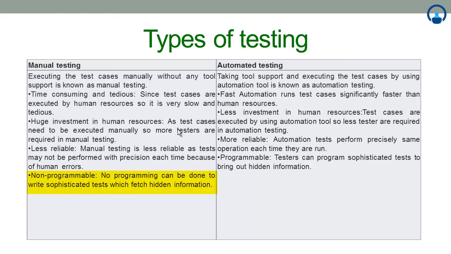And the next is non-programmable. No programming can be done to write sophisticated test cases which fetch hidden information. But with programmable testing, the testers can write sophisticated tests to bring out the hidden information. So if there is some hidden information which you want to test, then you can do it with automated testing. So basically these were two types of testing, manual and automated testing.